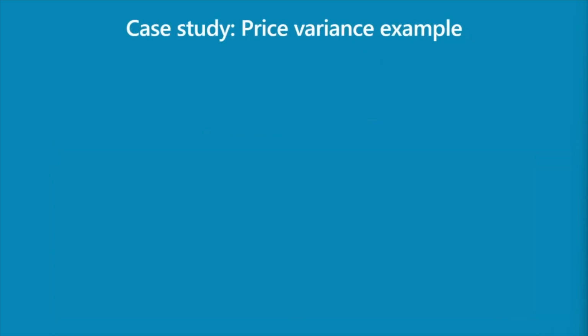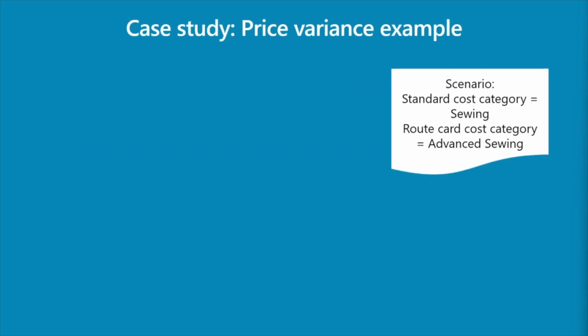In our second scenario, we will look at an example of a price variance. When you use standard costs, this is less likely to happen unless you're frequently updating your standard costs, but with periodic costing methods, this is much more likely.